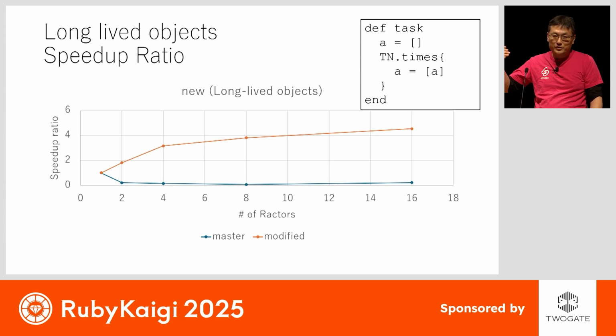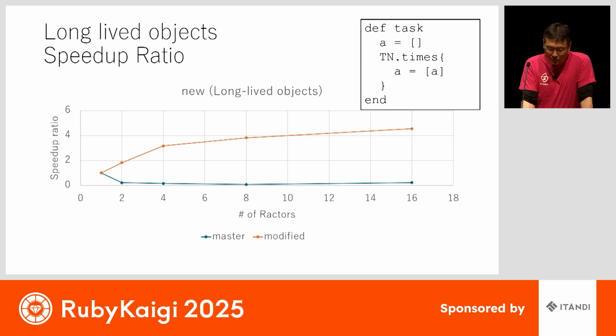This is the speed up ratio of the last benchmark. Higher is better for the same benchmark. Again, the master branch doesn't scale. Performance actually gets worse with more Ractors. That's because every Ractor contributes to triggering global GC more frequently. In contrast, the local GC version continues to scale, achieving over 4 times speed up with 16 Ractors. This result shows how local GC helps long-lived Ractor-local objects.